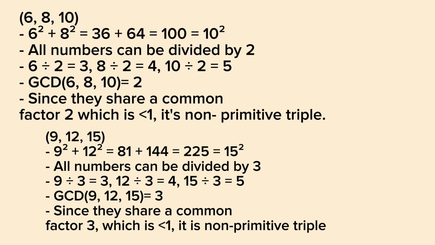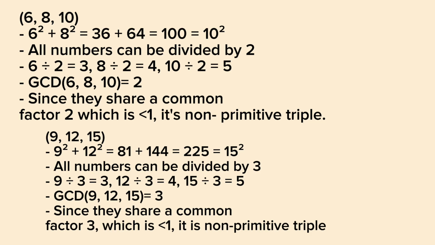To know if it's non-primitive, let's have 6, 8, 10. Let's follow the rule of a Pythagorean triple. 6 squared plus 8 squared is equal to 36 plus 64 equals 100, which is 10 squared. All numbers can be divided by 2. 6 divided by 2, 8 divided by 2, 10 divided by 2. So all of them are divided by the same number and still give another whole number, since the GCD is 2. Since they share a common factor of 2, which is greater than 1, it's a non-primitive triple.